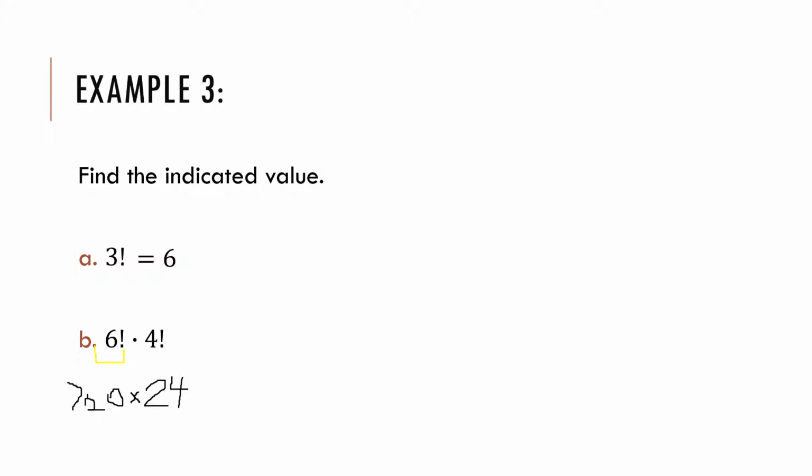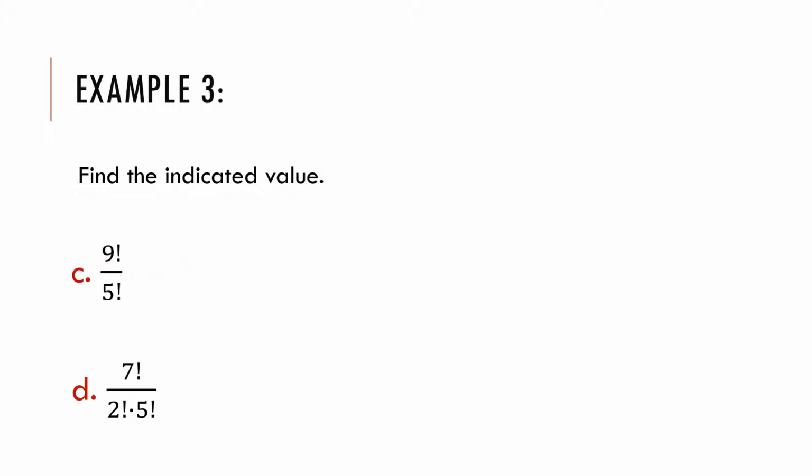So then you could do it this way, or you could type this all in your calculator at one time. You could type in 6 factorial times 4 factorial, and it's going to come up with your correct answer. All right, 6 factorial times 4 factorial is 17,280. All right, that seems like a really big number, but that is actually right. I just checked it.